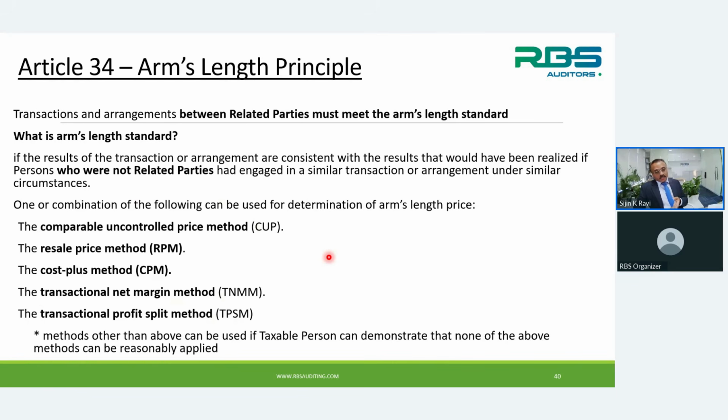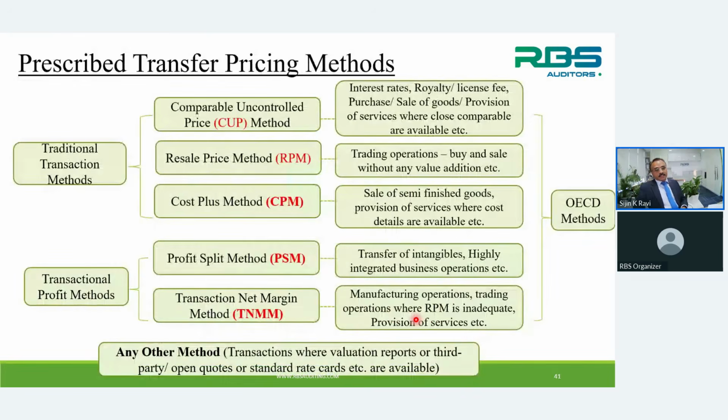You can adopt another method, but the taxable person has to demonstrate that none of the above methods can reasonably be applied. Then the taxable person has to demonstrate why this method can be adopted, and has to give proper documentation relating to that transfer pricing method other than these 5 methods. So let's see the traditional transaction methods and transactional profit methods. The traditional methods are the comparable uncontrolled price method, the resale price method, and the cost plus method. The transactional profit methods are the profit split method and the transactional net margin method.